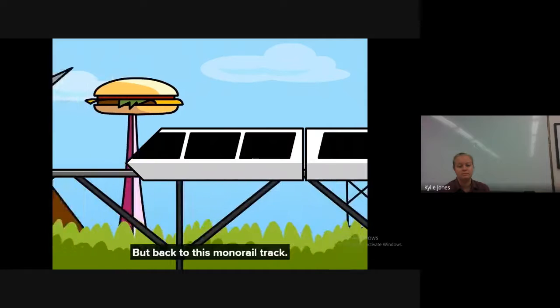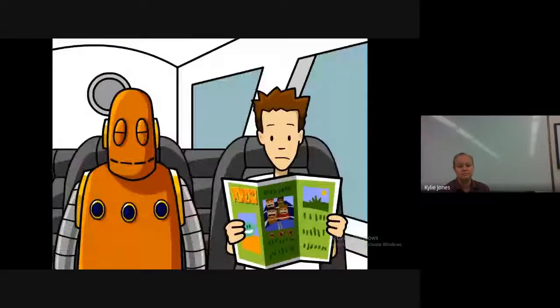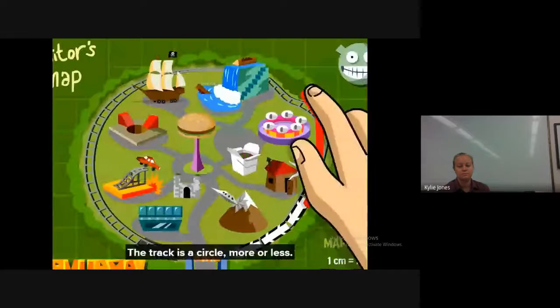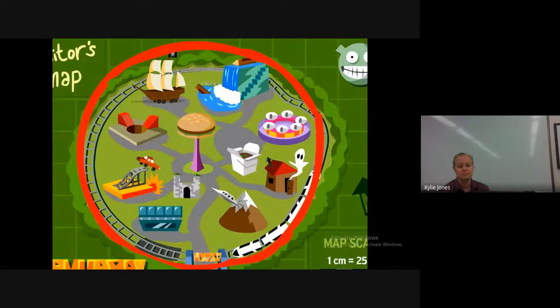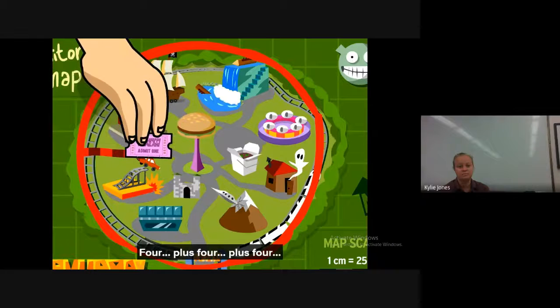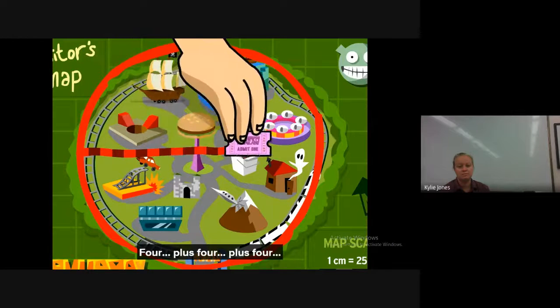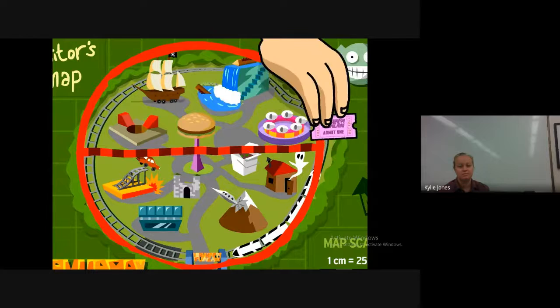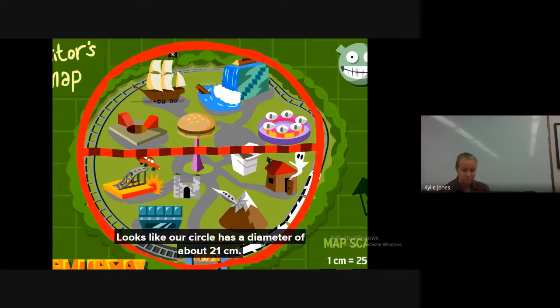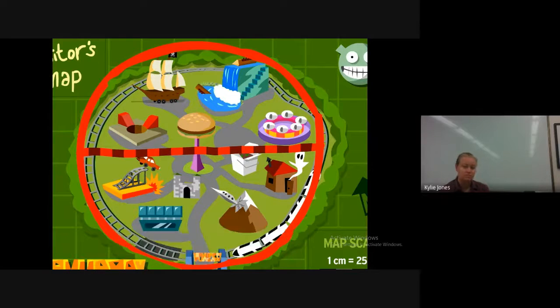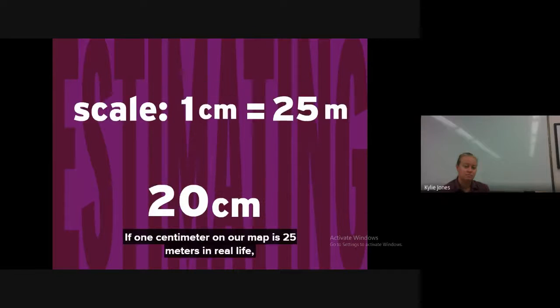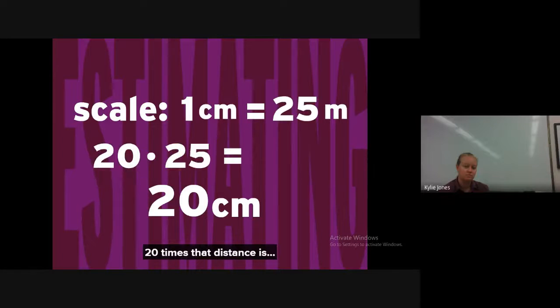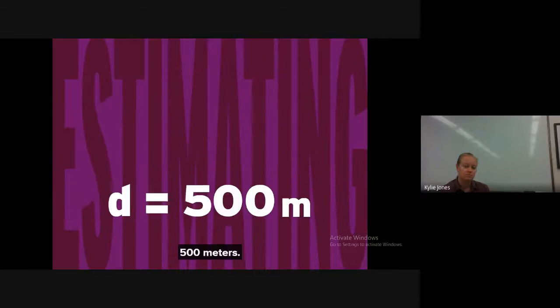But back to this monorail track. The track is a circle, more or less. It's not exactly a circle, but we're estimating here. 4 plus 4 plus 4. Looks like our circle has a diameter of about 21 centimeters. Let's round that down to 20, since we don't have a calculator. If 1 centimeter on our map is 25 meters in real life, 20 times that distance is 500 meters.